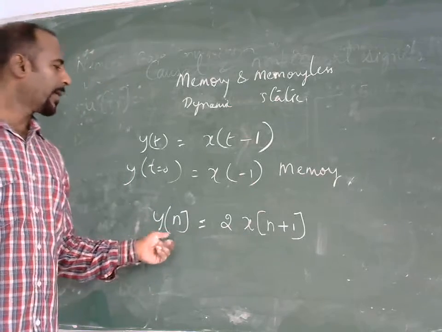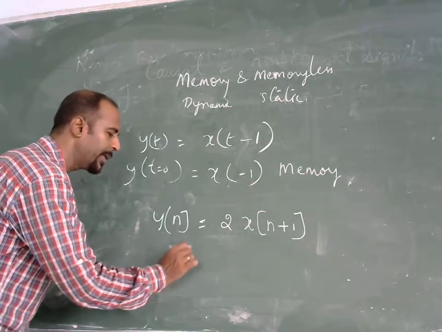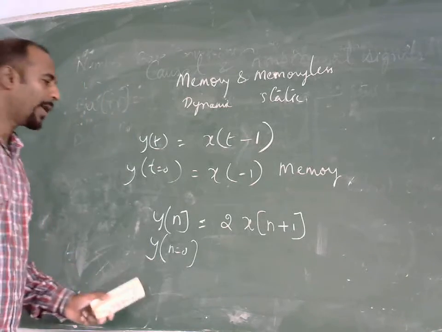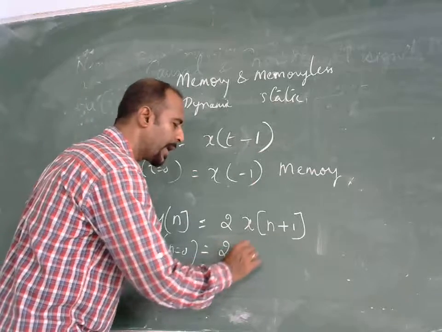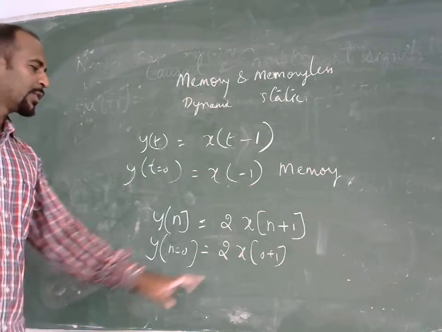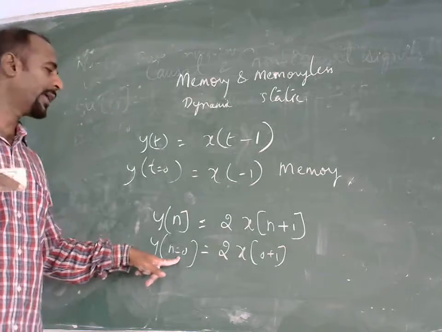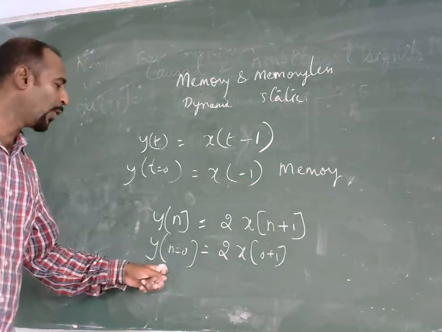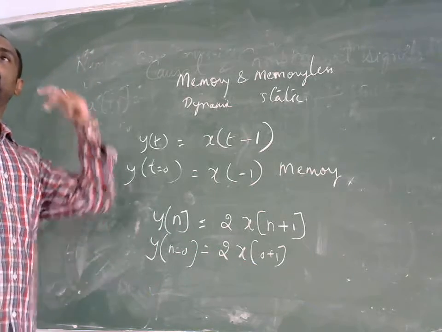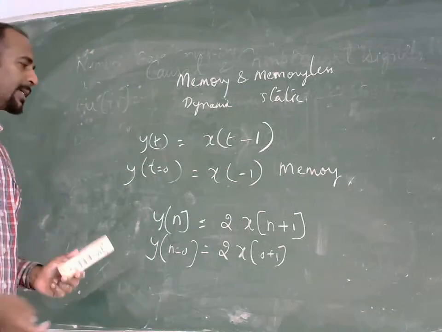Now is this system a memory or a memoryless system? Let us simply take n equals 0. At n equals 0, y of 0 is equal to 2 into x of plus 1. I am talking of 0, and plus 1 is ahead of me. So I am talking of a future value. It requires me to store the future value. So therefore, the system is a memory system.